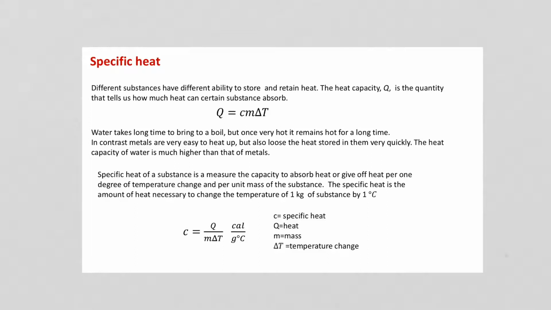Heat capacity for the same mass of different substances varies based on the type of substance. For example, water takes a long time to bring to a boil, but once it is very hot, it remains hot for a long time. In contrast, metals are very easy to heat up, but also lose the heat stored in them very quickly. The heat capacity of water is much higher than that of metals.